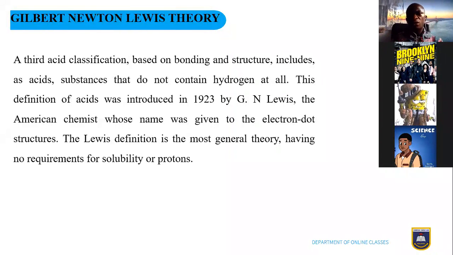That concept was the brainchild of G.N. Lewis. He brought about that concept. So it was named Lewis electron dot structures. It's the same man over here. The name is Gilbert Newton Lewis. His theory about acids and bases was brought to the fore in the year 1923. Take note of that, very important.